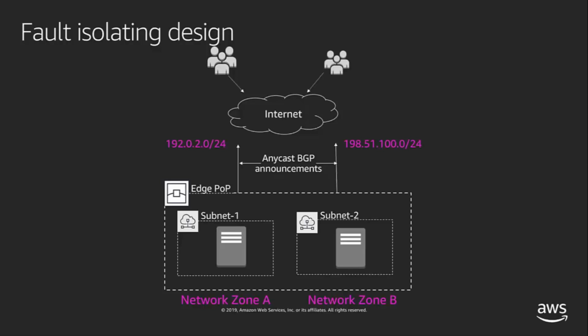So I mentioned this concept of network zones. When you get these two IP addresses, they are advertised from multiple edge locations. These IP addresses belong to different subnets, belong to different physical infrastructure, and they are advertised to different carriers.